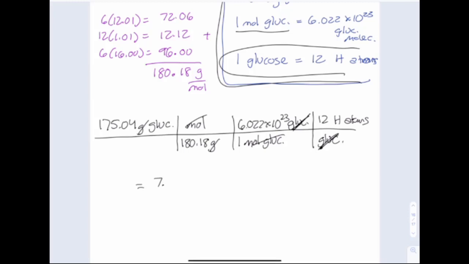So I ended up with, what do we want? 4 sig figs. 7.020 times 10 to the 24th hydrogen atoms.